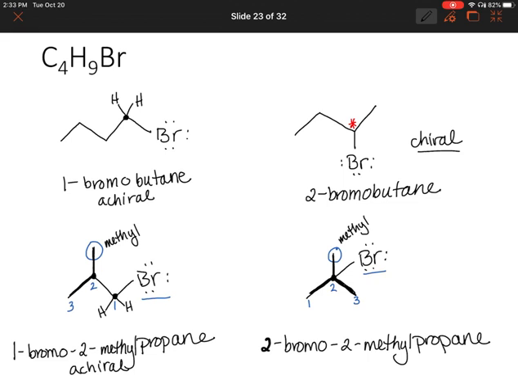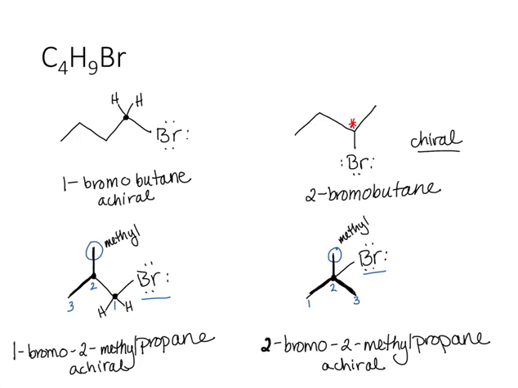So would this be chiral or achiral? It would be achiral. All right, so our only chiral molecule is 2-bromobutane. Okay, so let's draw the molecule and its mirror image and see if they're superimposable. So I'll do that up above.